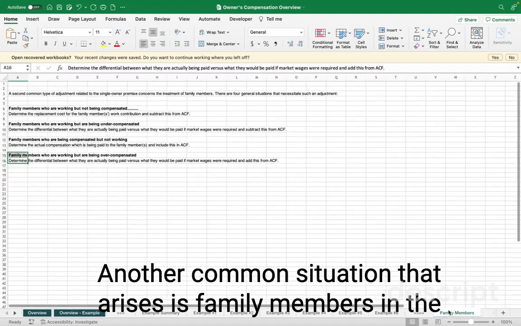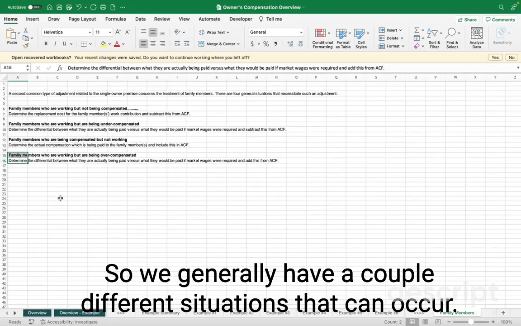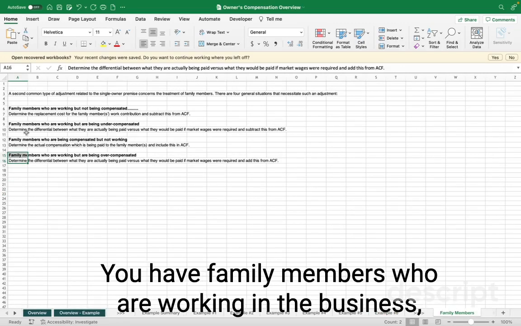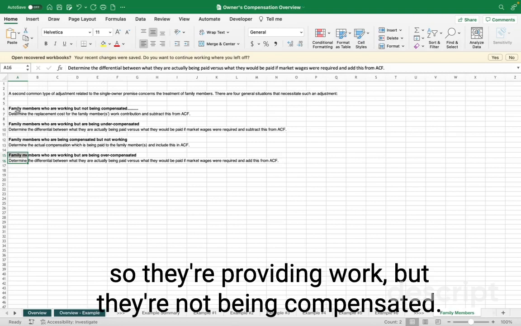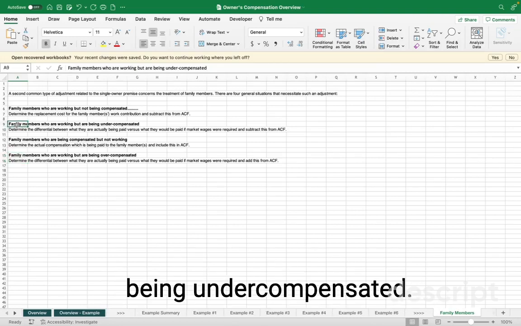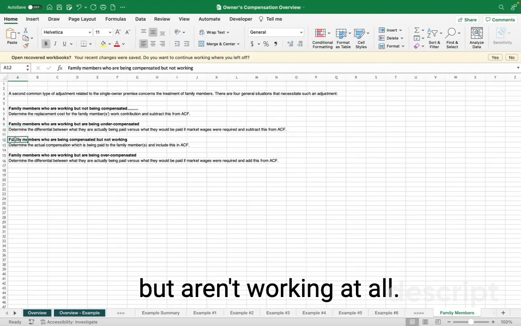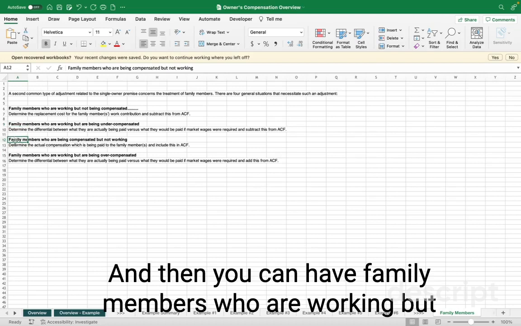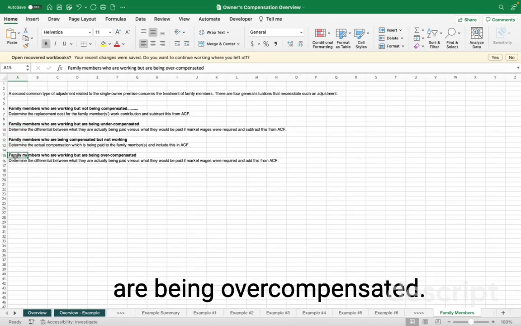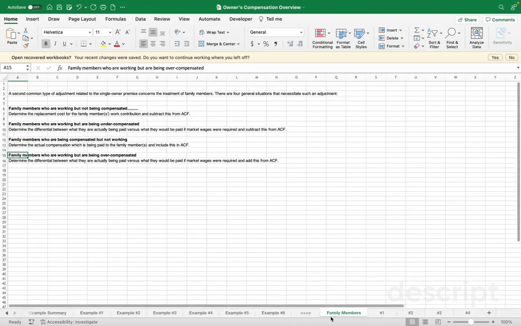All right. Another common situation that arises is family members in the business and how to treat them. So we generally have a couple different situations that can occur. You have family members who are working in the business, so they're providing work, but they're not being compensated. Next, you have family members who are working, but are being undercompensated. Then you have family members who are being compensated, but aren't working at all. And then you can have family members who are working, but are being overcompensated. And we have a few examples.